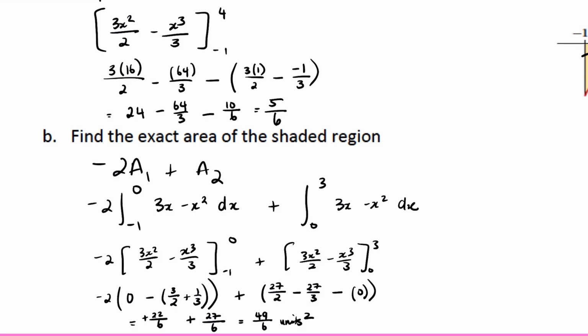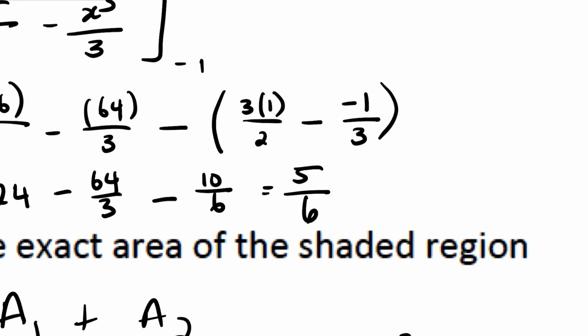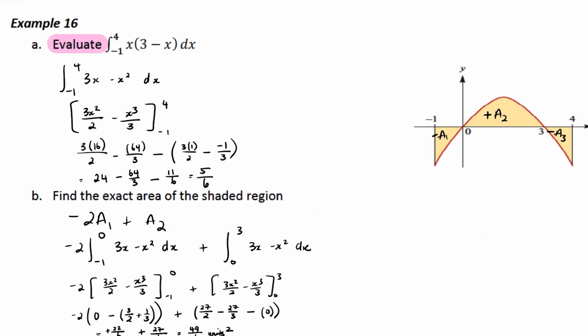I just realized I'd made a silly mistake. You might have already picked it up. As I always do, 3 times 3 is 9, plus 2 is 11, not 10. But that answer is still correct. All right, there we go. That's example 16.